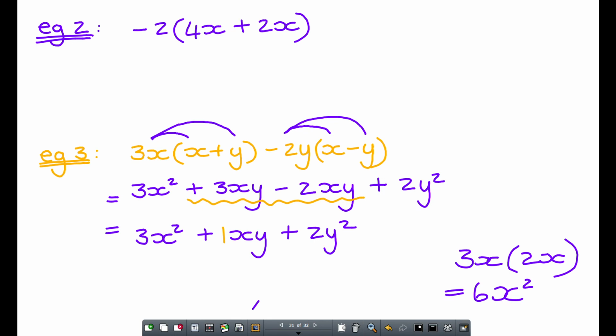So example 3 with minus 2y in bracket. It's going to be minus 2y times x, and that is minus 2xy. Then it's going to be minus 2y times minus y. And that's why it becomes positive 2y squared. What happens to y? The y times y becomes y squared. Are you fine?